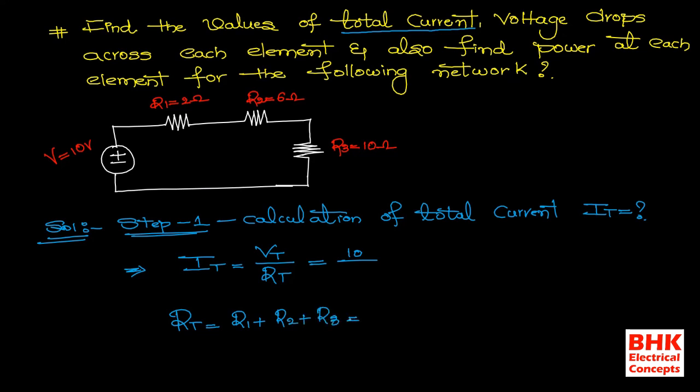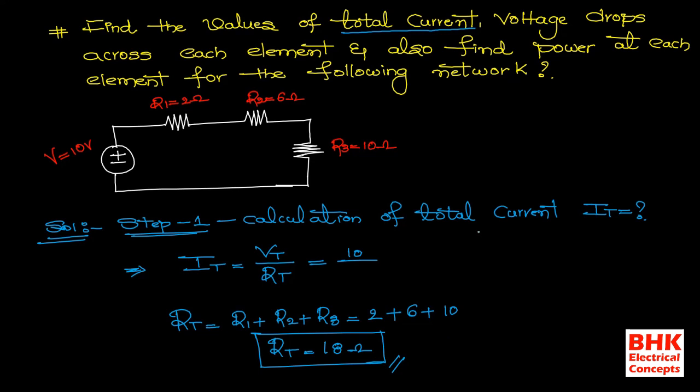When all the resistances are connected in series, to find the total or equivalent resistance we just add all the resistance values like this. The value of R1 is 2 ohms, the value of R2 is 6 ohms, and the value of R3 is 10 ohms. So the total resistance is 18 ohms. Now 18 ohms is the total resistance in the given network.